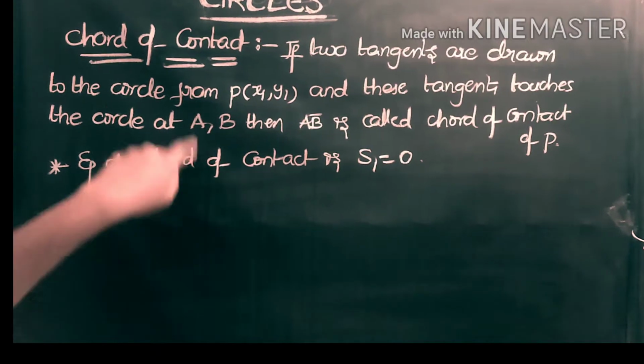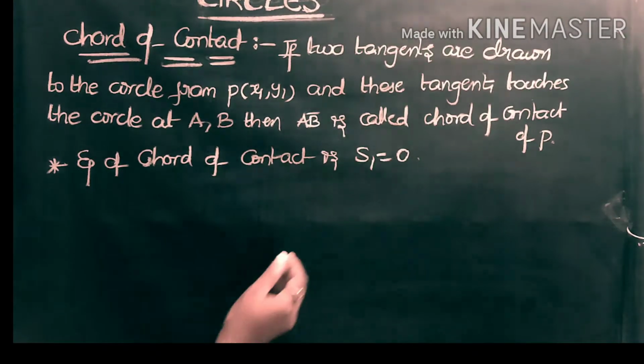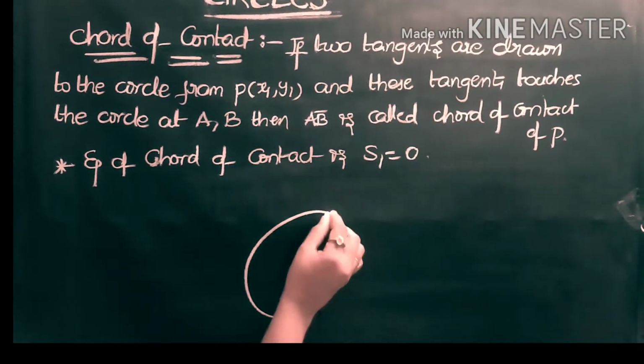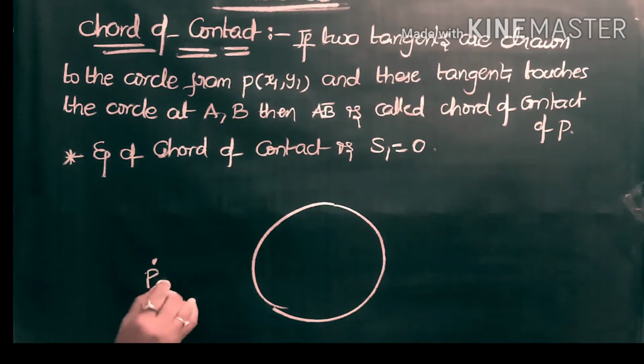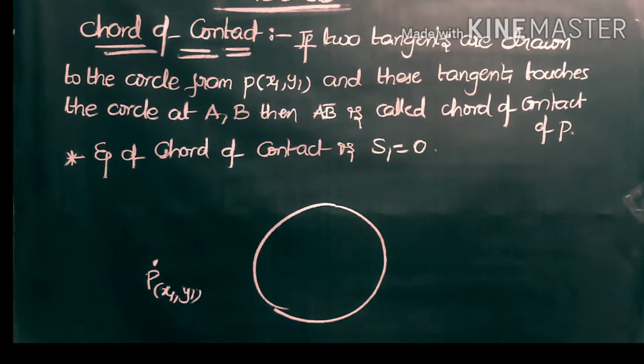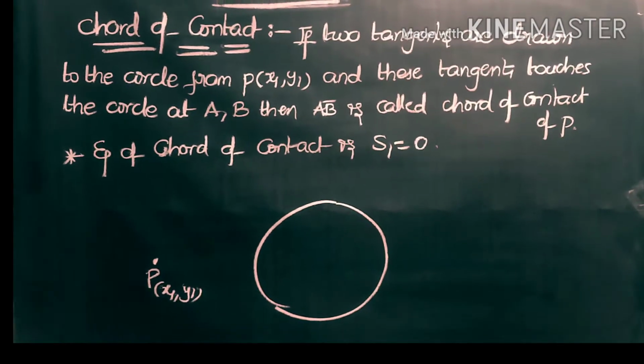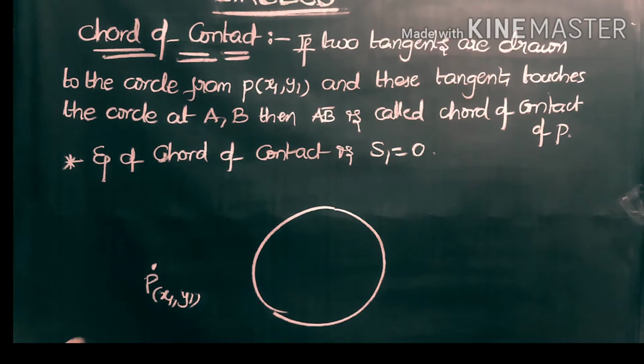Next concept, chord of contact. Chord of contact means first we are taking one circle here. This is one circle, and we are taking the external point P = (x1, y1). External point means the point P which lies outside of the circle is called the external point of the circle.